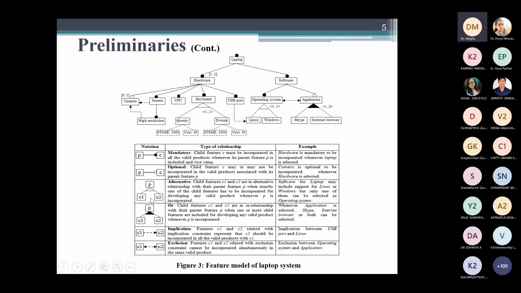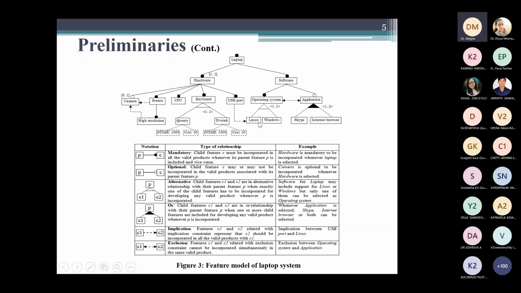Now we have the third type of relationship, where P is the parent feature, and C1 and C2 are the child features, related to the parent feature P by an alternative relationship. It means exactly one of the child features has to be included for developing any valid product whenever its parent feature P is included. Out of C1 and C2, we can choose only one feature. We cannot go ahead with two features in a single product. Now, let's see the example in the model. The software for a laptop may include Linux or Windows.